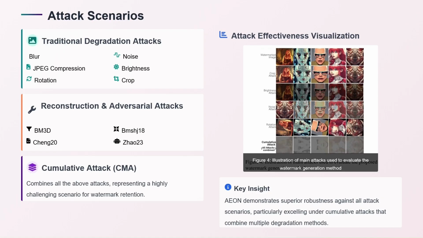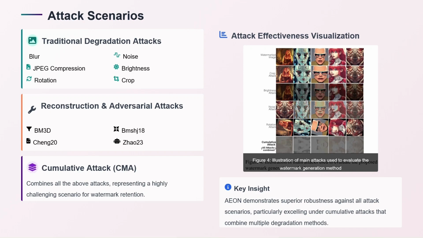We use attack scenarios where we take in the traditional degradation attacks, which include noise, brightness, crop, rotation, and JPEG compression. For reconstruction and adversarial attacks, we use BM3D, SJ18, Zhao 23, and Cheng 20. These are the works that were used earlier. We introduce another attack that combines all of these attacks and creates an image that has gone through all of them. This mimics the heavy editing that an image goes through when sharing it on social media and other platforms.